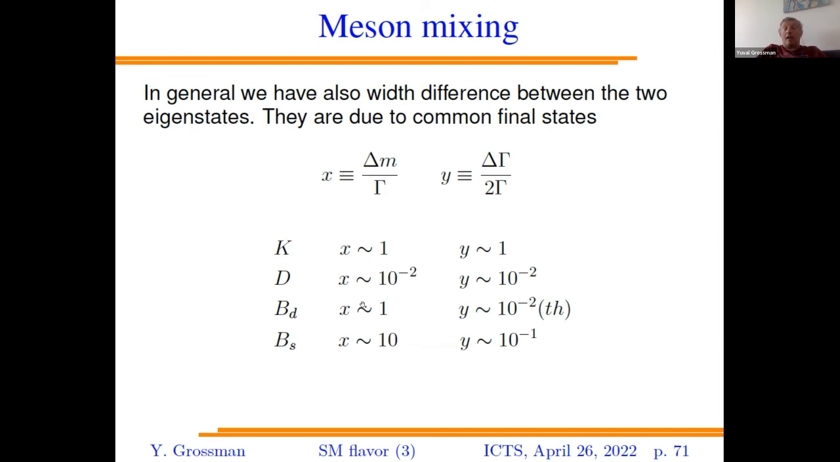For the Bd meson, X is of order 1, roughly 0.7, and Y is of order 10 to the minus 2 theoretically. We did not measure Y in the Bd system. And in the Bs, X is of order 10, more like 20, and Y is of order 10 to the minus 1, something like 0.08. So we see that we have four mesons in nature, and surprisingly enough, all of the X and Y are roughly order 1s, not 10 to the minus 7 and not 10 to the plus 7. And each of them has different values.